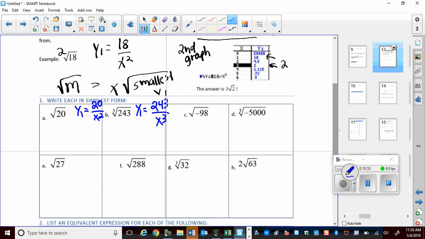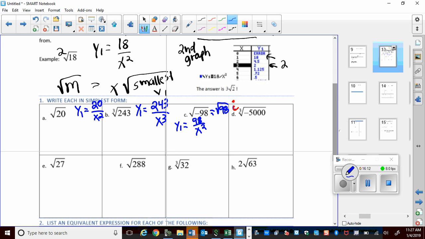All right? And for letter C, I'm working with a negative, and it's not a perfect square. So I'm going to rewrite this and write the square root of 98 times i. And I can't forget about that i, so I'm going to put that in red. All right. And then for y1, I'm going to put in 98 over x squared.